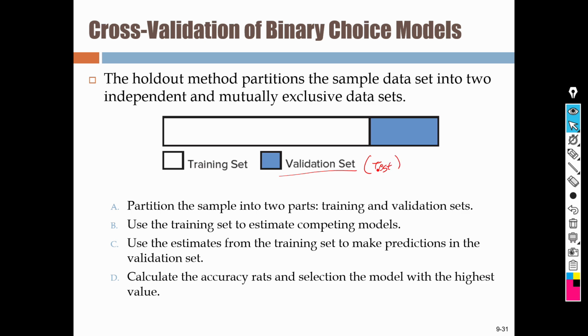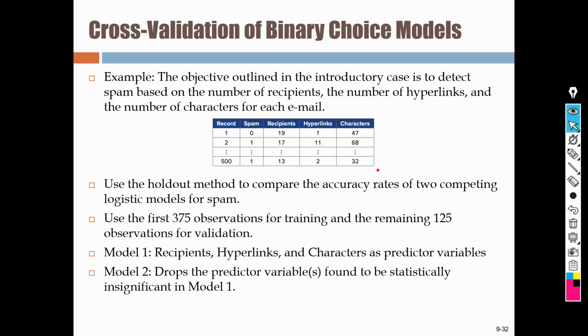So as you can see here, maybe you can use not all of the 500. You will use only the first 375 for training, which is building the model. And then 125 for validation. Here, validation is the test or evaluation.